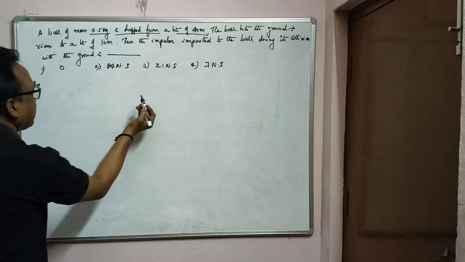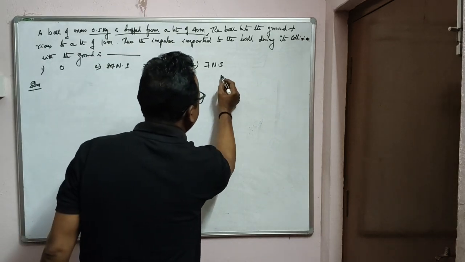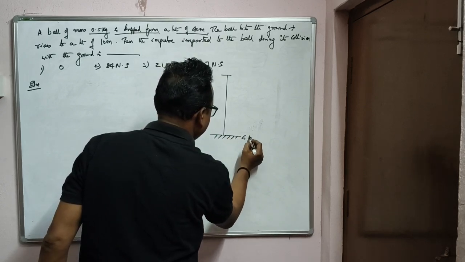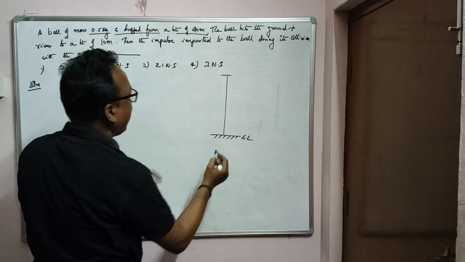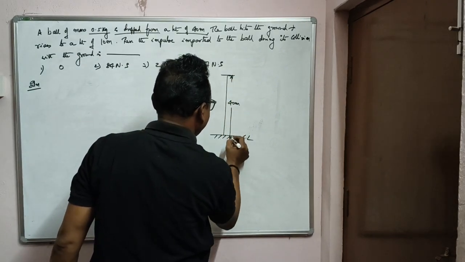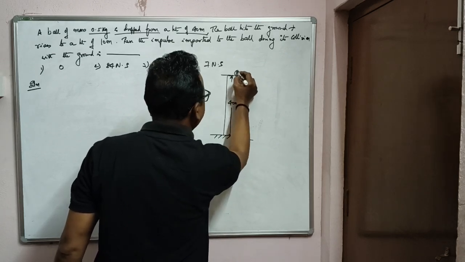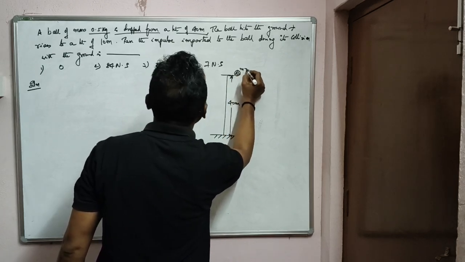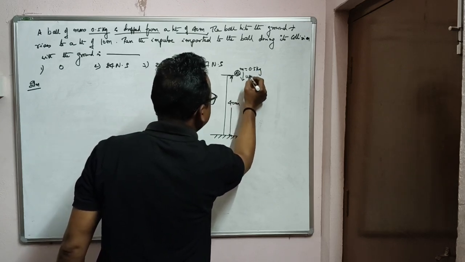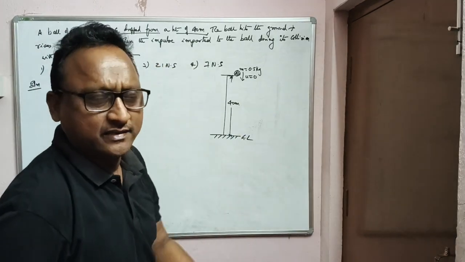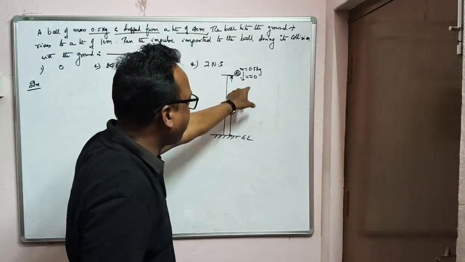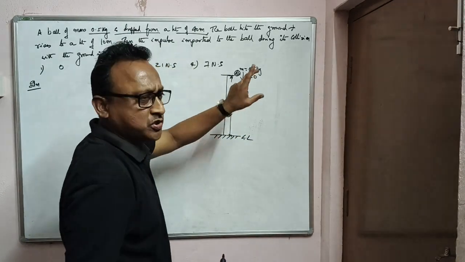First draw the figure. For every question in physics, try to draw the figure. So this is the ground level. From a height of 40 meters, the ball is dropped. The ball mass is given as 0.5 kg. When it is dropped, the initial velocity is 0. It is a freely falling body; it is dropped, not thrown forcefully. So initial velocity u is 0.